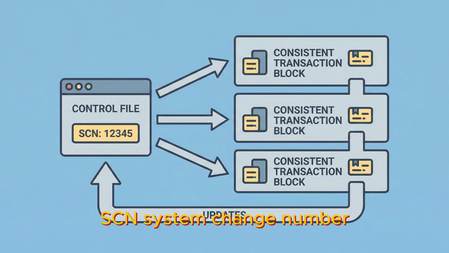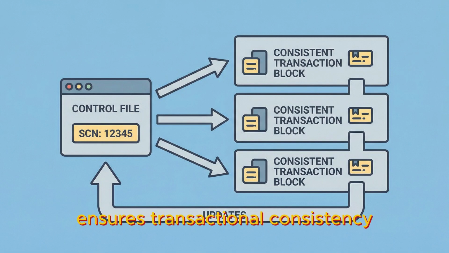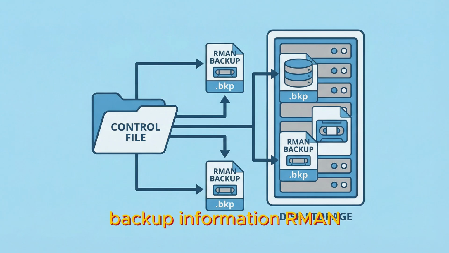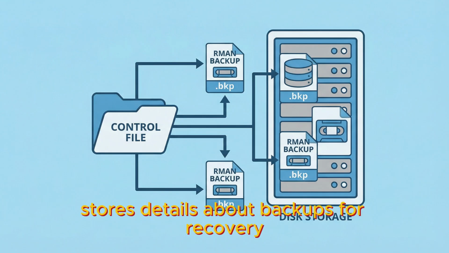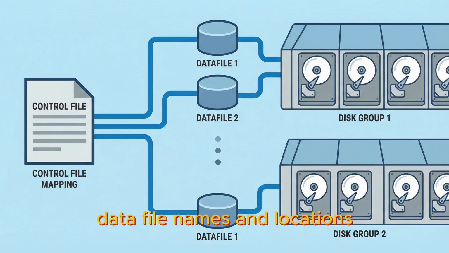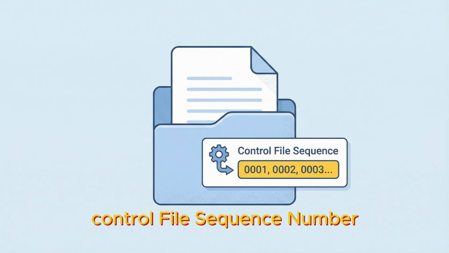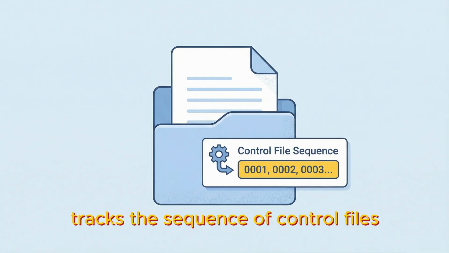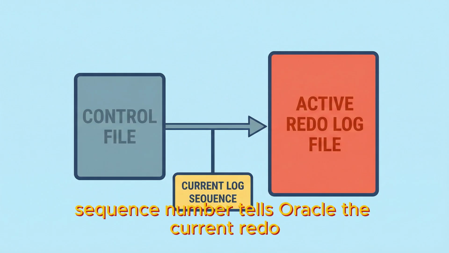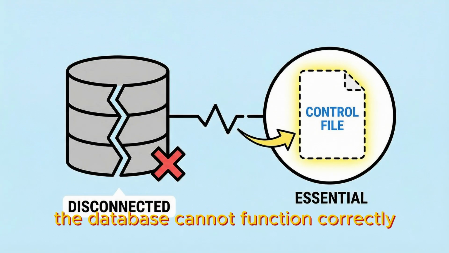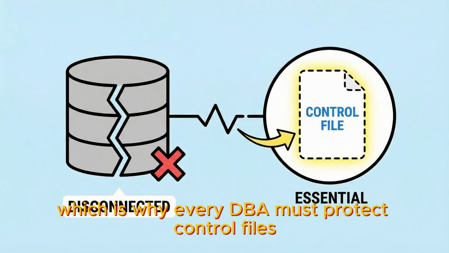SCN, system change number, ensures transactional consistency. Checkpoint information, helps Oracle know which data has been written to disk. Backup information, RMAN, stores details about backups for recovery. Data file names and locations, points to where every data file is located. Control file sequence number, tracks the sequence of control files. Current log sequence number, tells Oracle the current redo log sequence in use. Without this information, the database cannot function correctly, which is why every DBA must protect control files carefully.